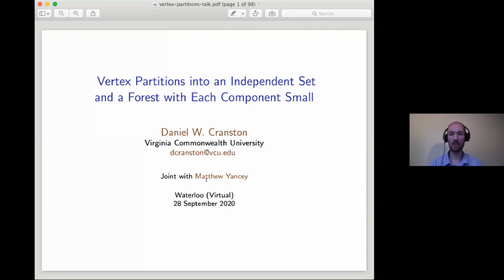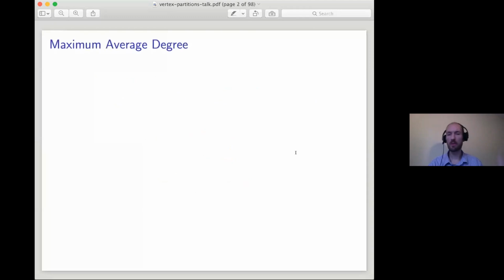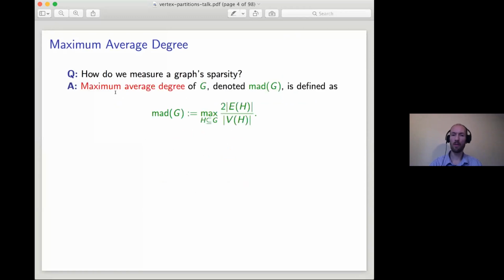So I'm going to talk about some joint work with Matt Yancey, and we'll just start out with how do you measure the sparsity of a graph? There are different ways to do this. One that's common is the notion of maximum average degree. For a graph H, the average degree is twice the number of edges over the number of vertices. And then the max average degree just says that you take the maximum over all subgraphs in your graph G. So, some simple examples.